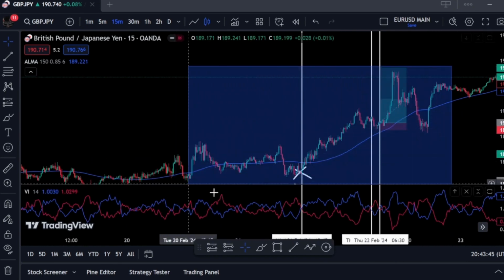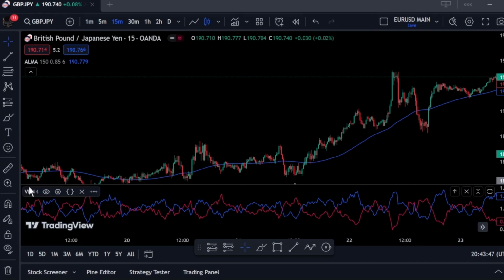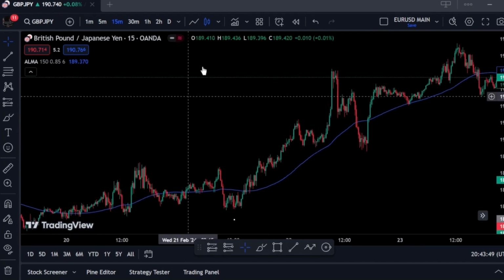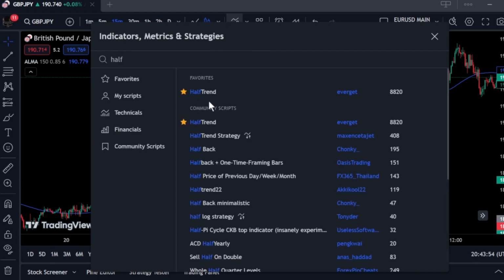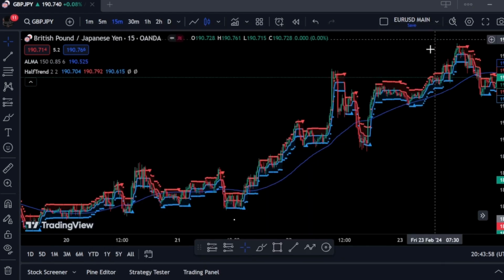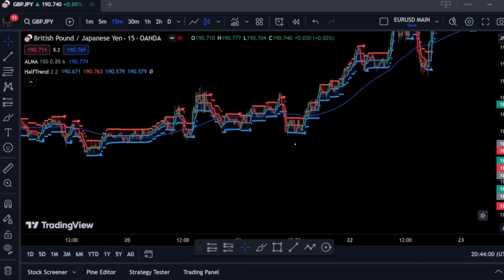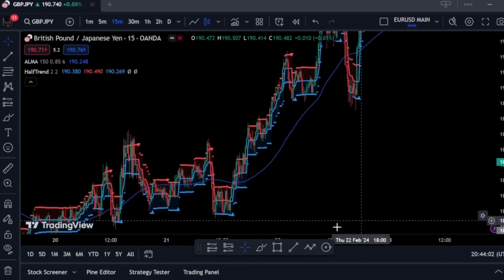The next indicator is the half trend indicator. To add this indicator, click on the Indicators tab on TradingView. Next, search half trend. Select the first one by Everget. This indicator is the type of indicator that we call chart overlay indicators because it is directly on the charts and not a two lines cross indicator.